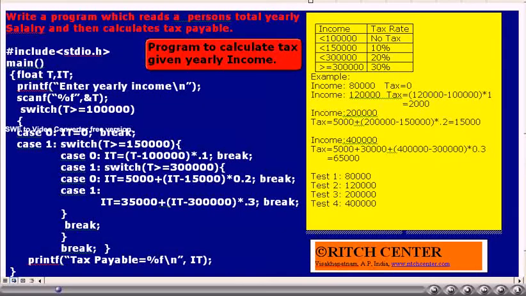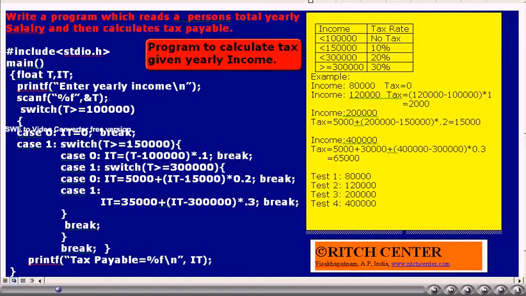If his total yearly income is less than 1 lakh, the tax payable by him will not be anything. That is, tax payable by him will be 0. If it is less than 1.5 lakhs, the tax is 10%. Less than 3 lakhs, 20%. Otherwise, 30%.